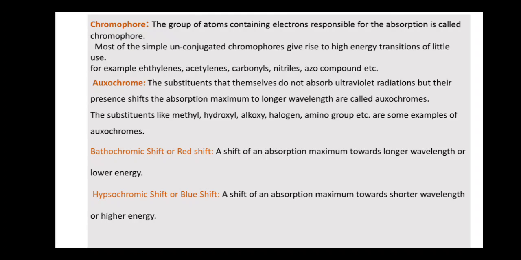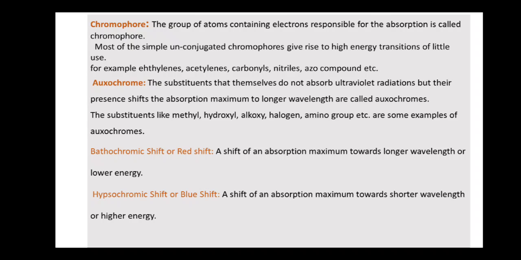Now the term chromophore. The group of atoms containing electrons responsible for the absorption is called a chromophore. Most of the simple unconjugated chromophores give rise to high energy transitions of little use, for example, ethylenes, acetylenes, carbonyls, nitriles, azo compounds, etc. These substances are called chromophoric substances.